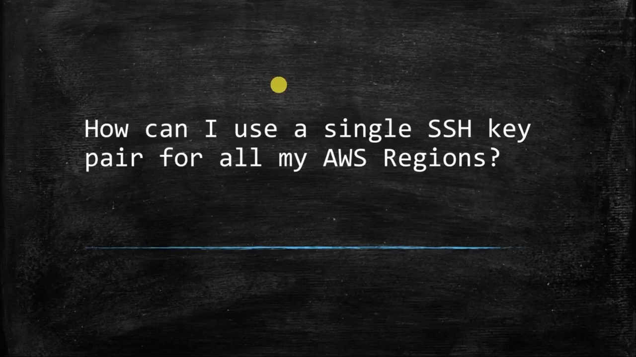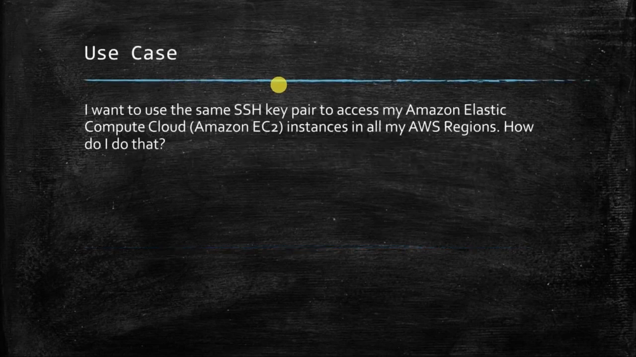In this video, I'm gonna talk about how to use a single SSH key pair for all my AWS regions. In general, whenever you create an EC2 instance, AWS will generate a key pair for you. You will download that key pair and use it to log into your EC2 instance. But due to security concerns, I don't want to use the AWS managed key pair. I want to generate my own key pair and use the same key pair in all the regions. Okay, how can I achieve that?